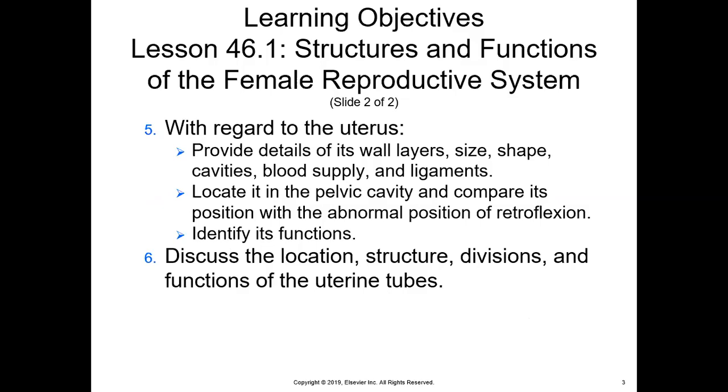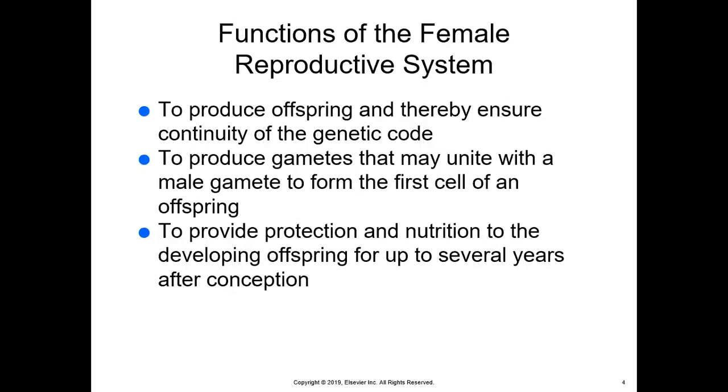So with regard to the uterus, we're going to provide details of its wall layers, size, shape, cavities, blood supply, and ligaments. We're going to locate it in the pelvic cavity, compare its position with that abnormal position of retroflexion. Then we're going to identify its functions. Then we're going to discuss the location, structure, divisions, and functions of the uterine tubes, also called the fallopian tubes.